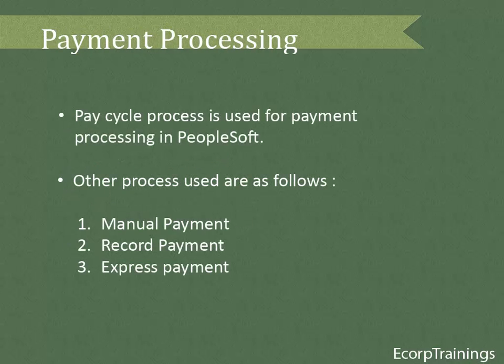The pay cycle process is used for payment processing in PeopleSoft. Processing options enable you to specify the default processing for programs and reports. The processes used are manual payment, record payment, and express payment.